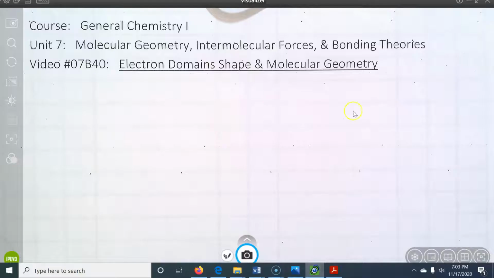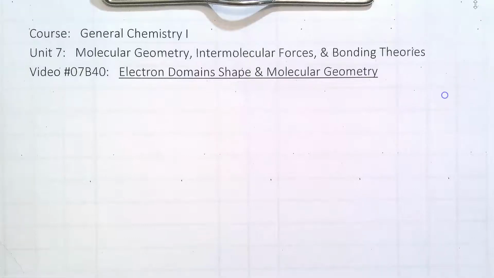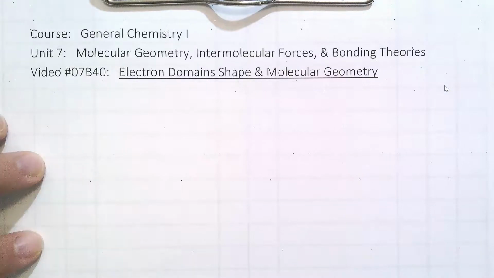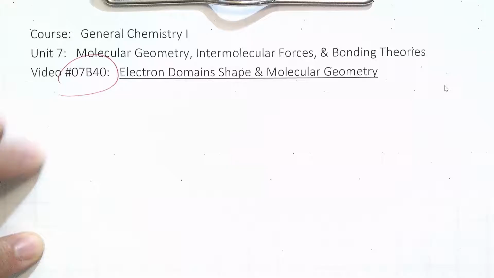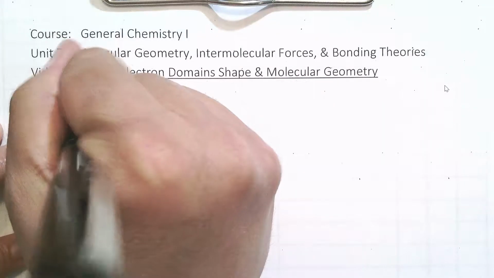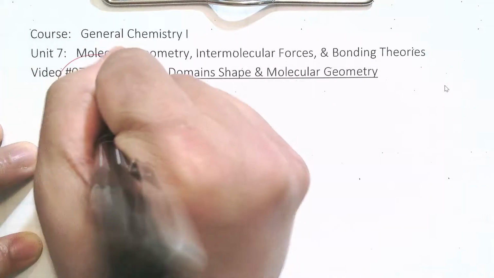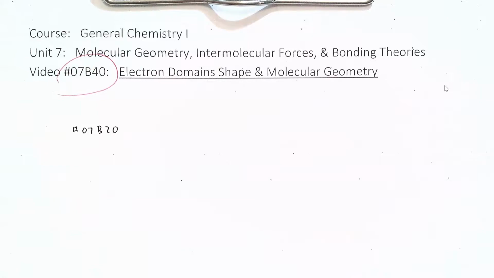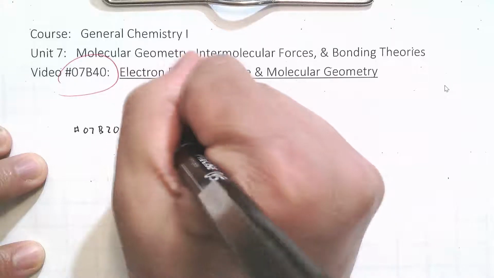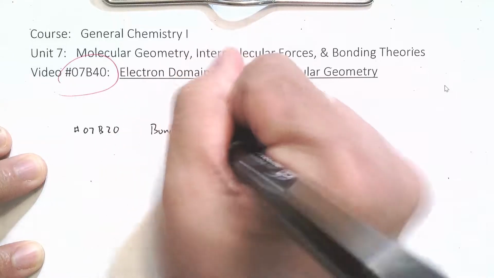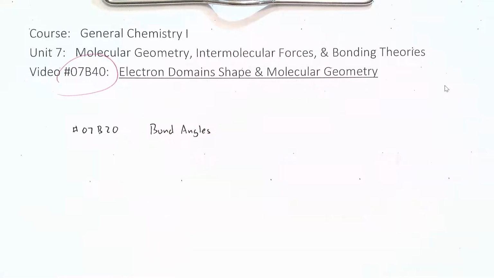Now, in the previous video, we looked at bond angles, right? That video was 07B20, and we looked at bond angles. And we also discussed a little bit about the names of these different types of shapes.